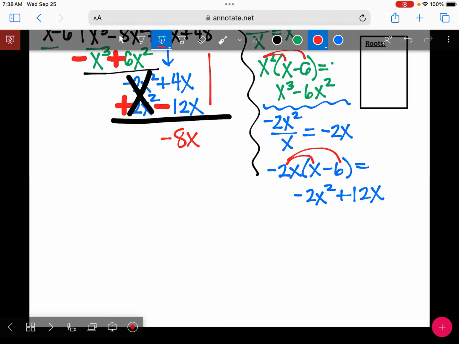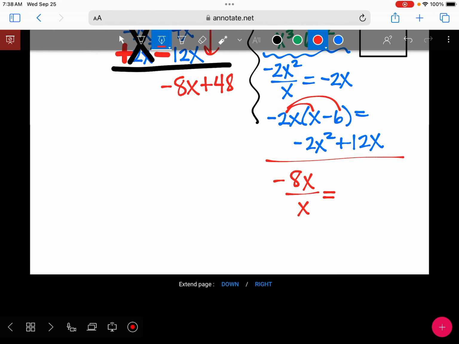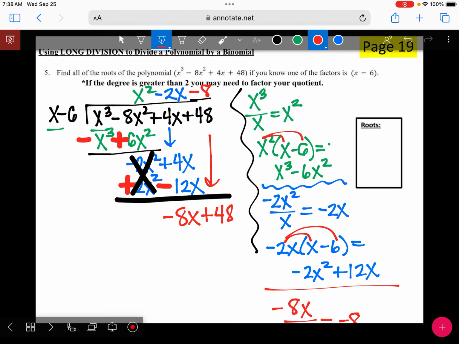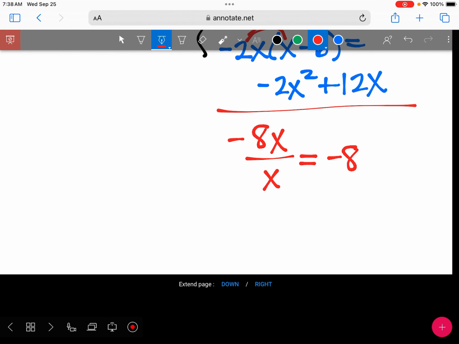Now bring down that last number, and we're almost finished. Take negative 8x, divide that by x, and you get negative 8. Put that on the roof. And then take the negative 8, multiply it by x minus 6. And that would be a negative 8x plus 48.